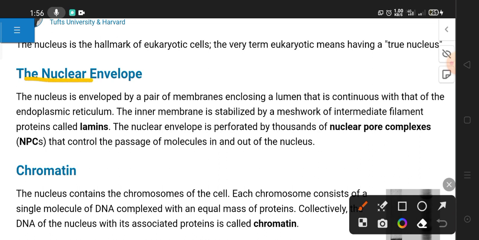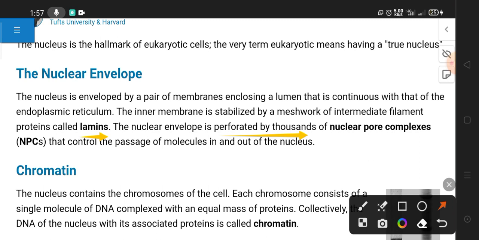The first part of the nucleus is the nuclear envelope. The nucleus is enveloped by a pair of membranes enclosing a lumen that is continuous with that of the endoplasmic reticulum. The inner membrane is stabilized by a meshwork of intermediate filament protein called lamin. The nuclear envelope is perforated by thousands of nuclear pore complexes, written as NPCs, that control the passage of molecules in and out of the nucleus.